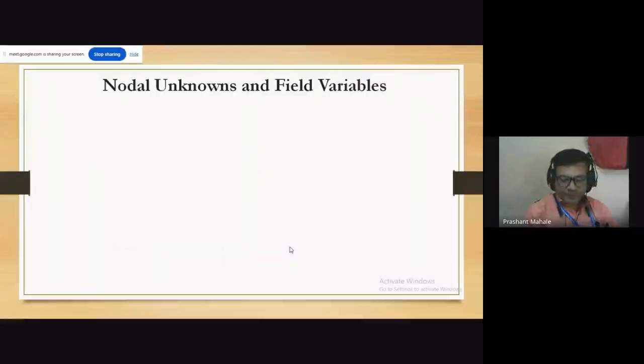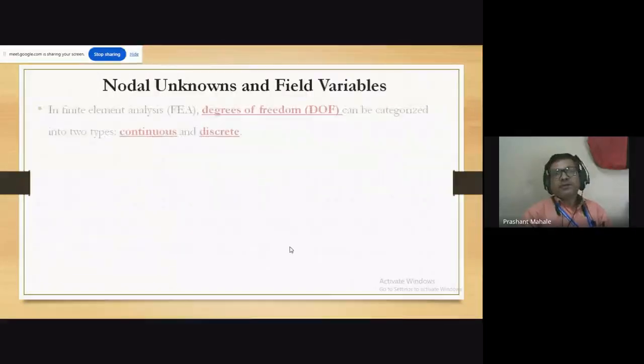So moving forward to the next point of our syllabus, and that next point is nodal unknowns and field variables. What are these nodal unknowns and field variables that we'll see? So in finite element analysis, that is FEA, degrees of freedom can be categorized into two types. One is continuous and second is called discrete. So I'll explain both in detail.